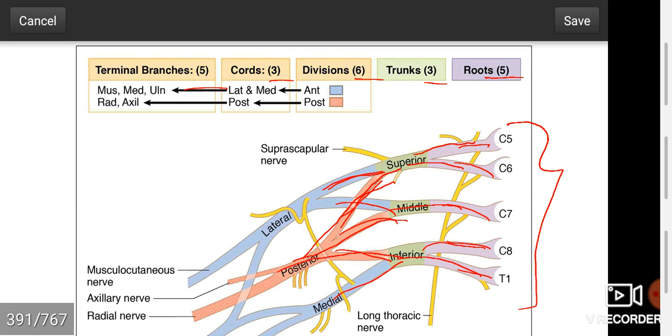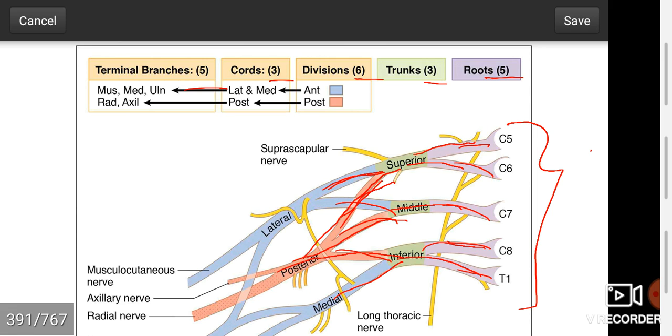So first of all, we will say that the posterior divisions from the superior trunk, middle trunk, and inferior trunk, these 3 making a cord by the name of posterior cord. It is called posterior cord because it is in the posterior part of the brachial artery. There will be the brachial artery, and posterior to the brachial artery we can see the posterior cord.